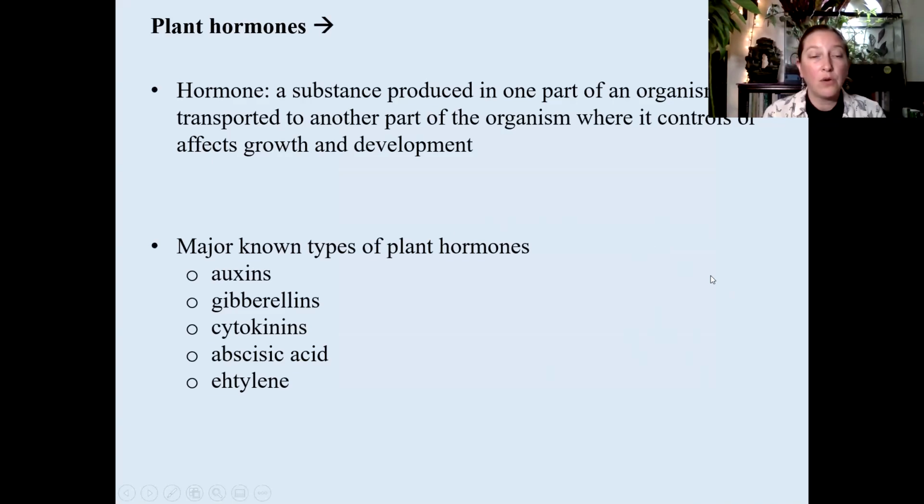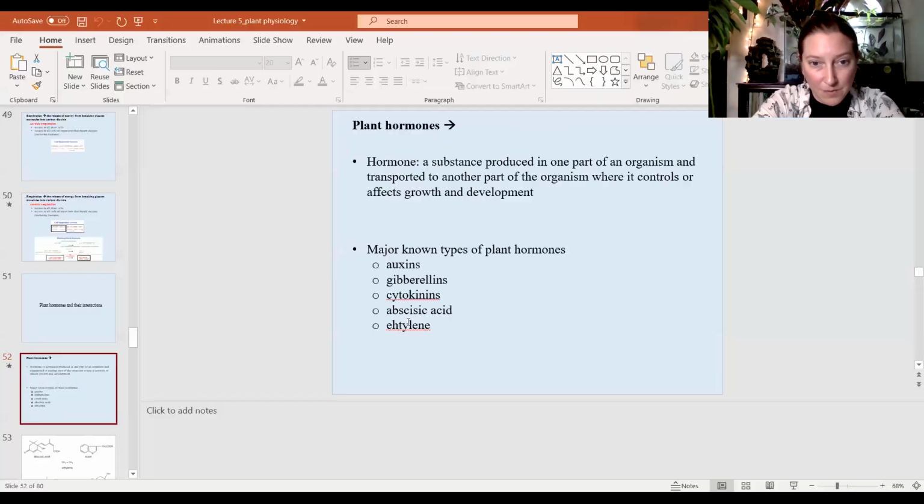And so in terms of plant hormones, there's what's known as the big five of the main plant hormones. There's auxins, gibberellins, that's how you say that, cytokinins, abscisic acid, which I'm sure to mess up at some point today. It's hard for me to say that. Whoops, and that's a typo. That should say ethylene. Actually, I can just fix it right here.